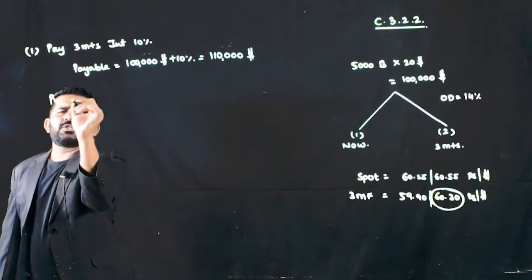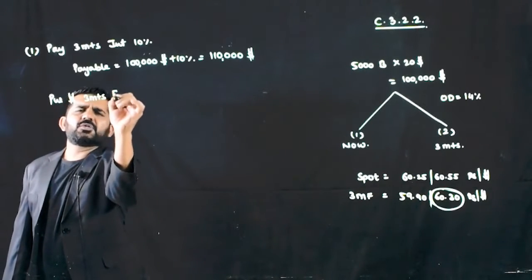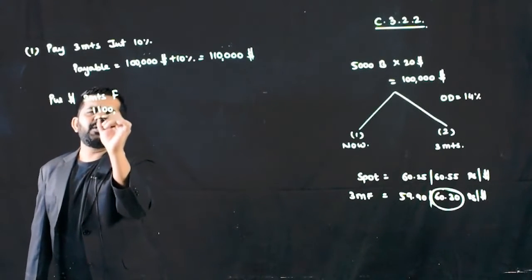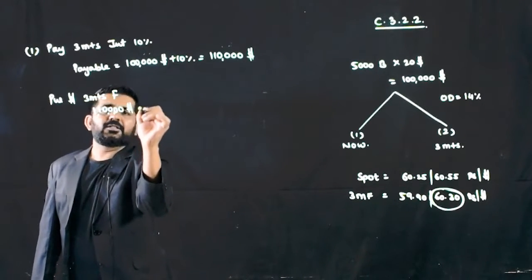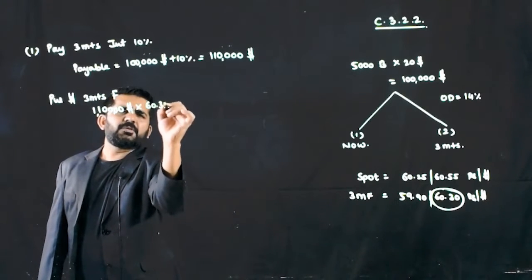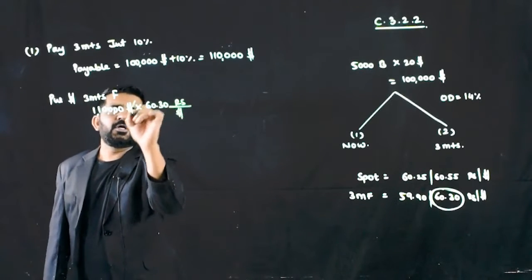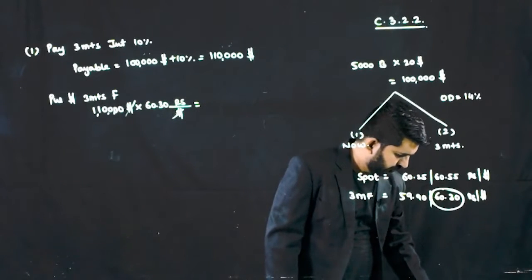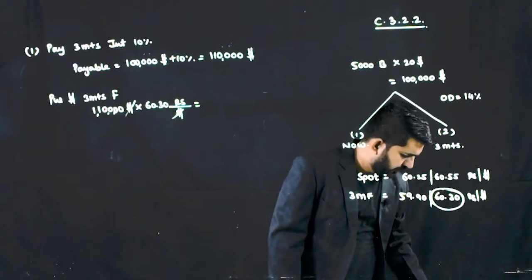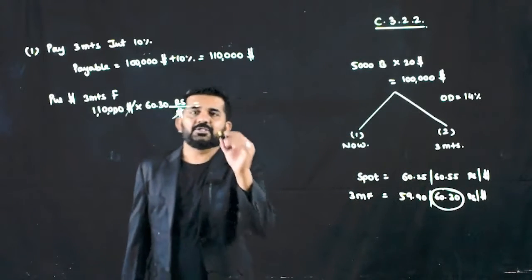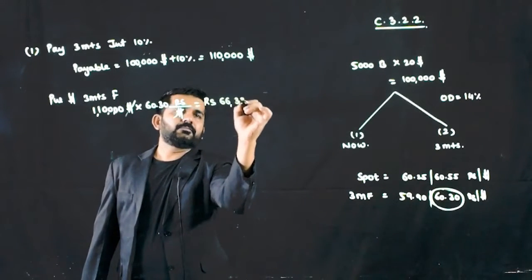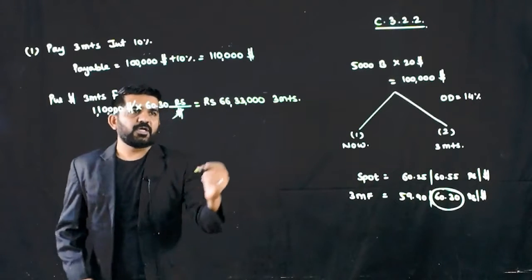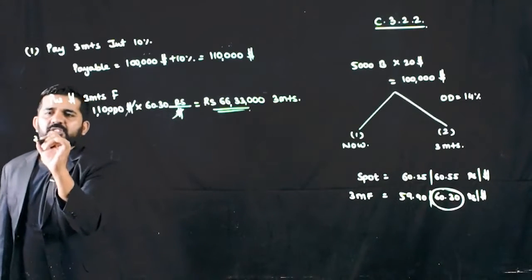If I purchase a dollar in 3 months forward, the rate applicable will be 60.30. I will be ending up paying $1,10,000 into 60.30 rupees per dollar. Dollar will get cancelled. 1,10,000 into 60.30 is 66,33,000 rupees, after 3 months. We have got answer in rupees terms. Let us go to option number 2 and understand what does it say.